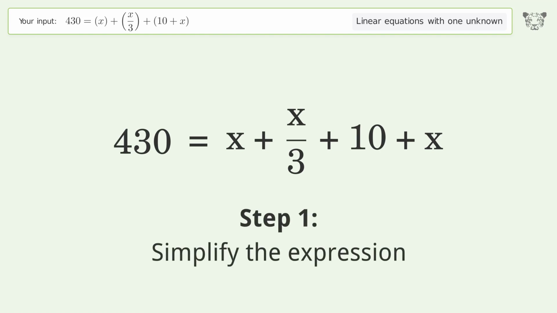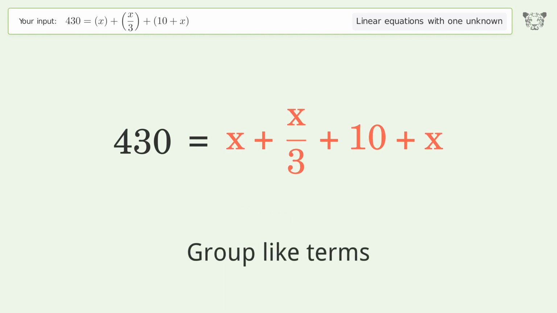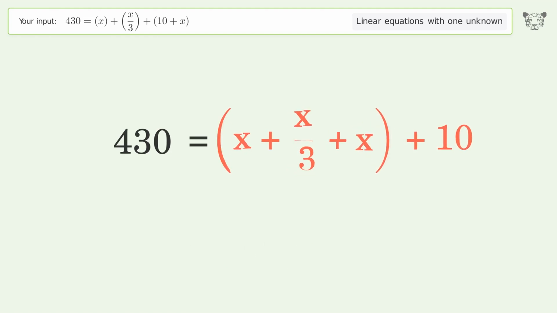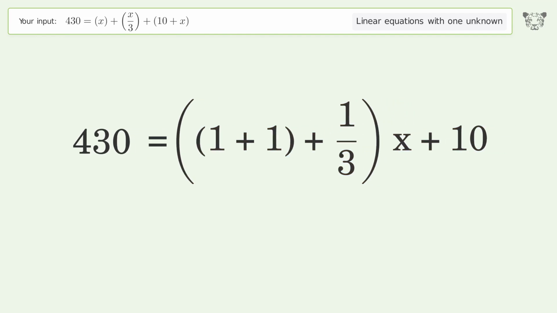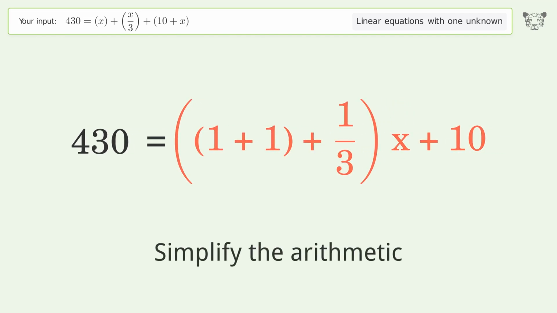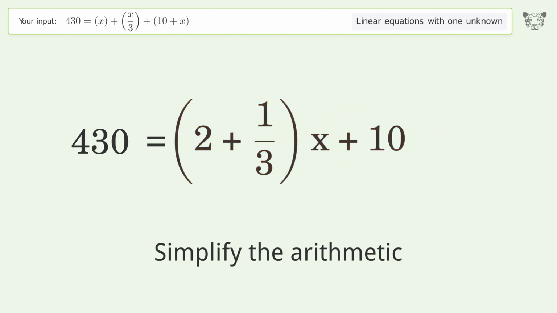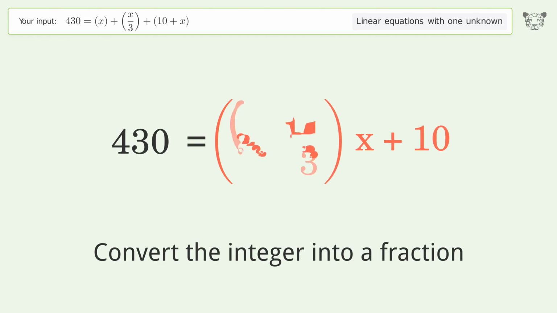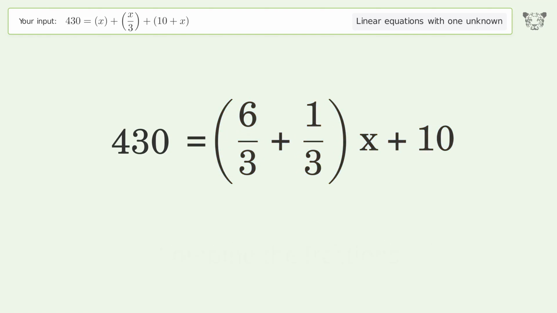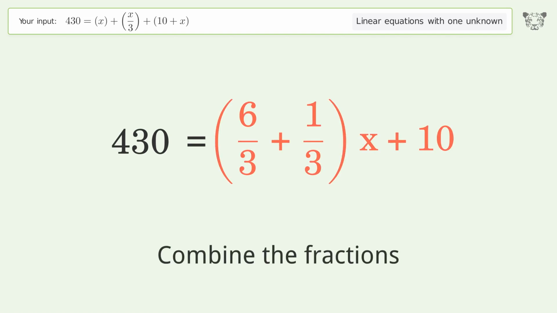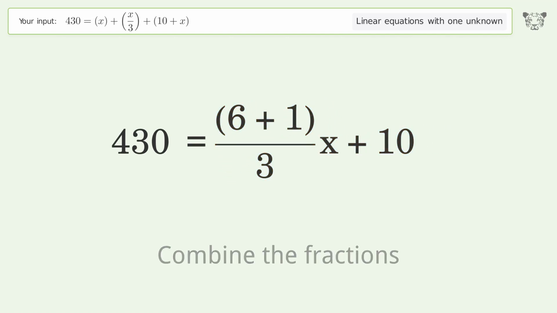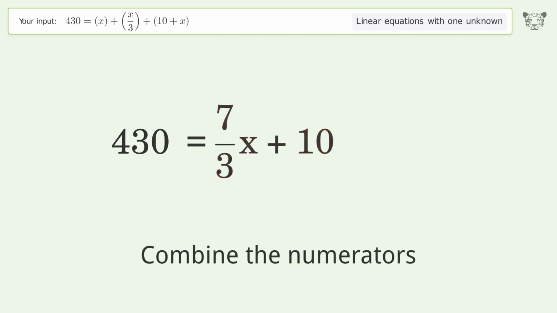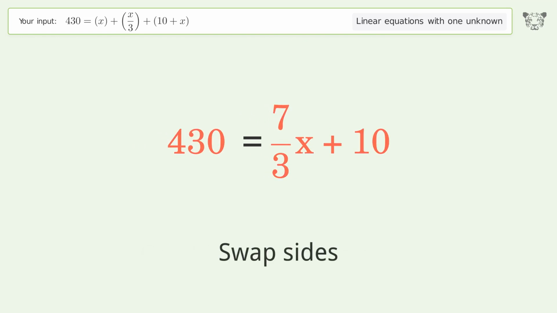Simplify the expression. Group like terms. Simplify the arithmetic. Convert the integer into a fraction. Combine the fractions. Combine the numerators. Swap sides.